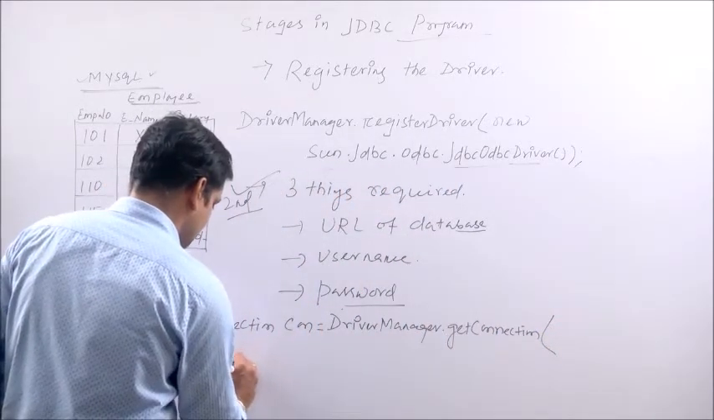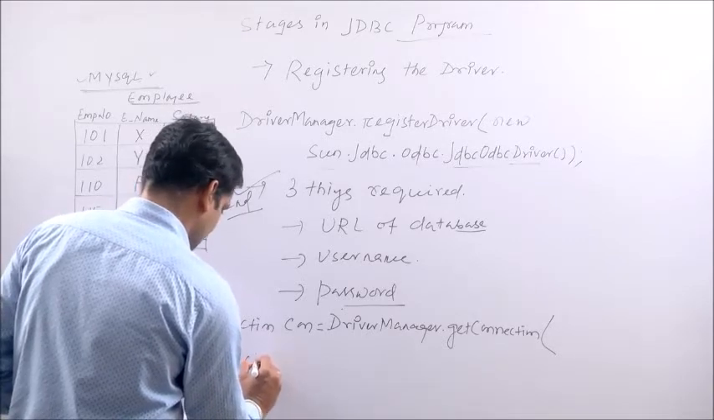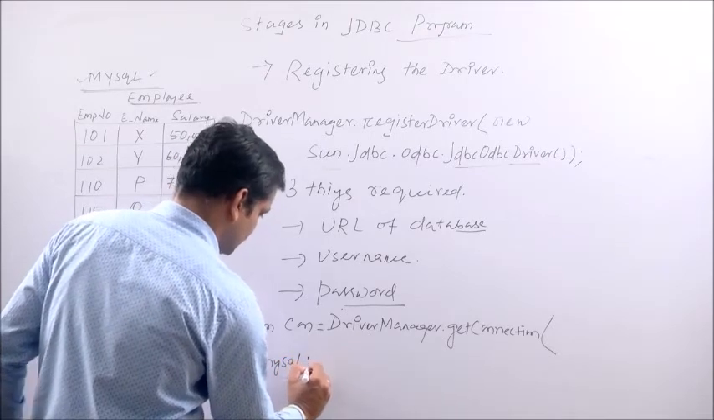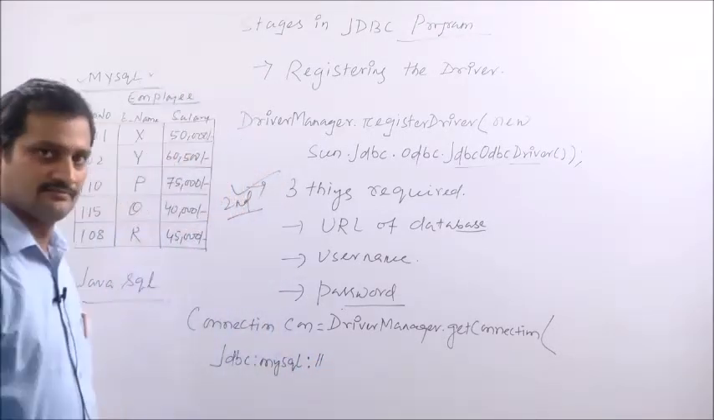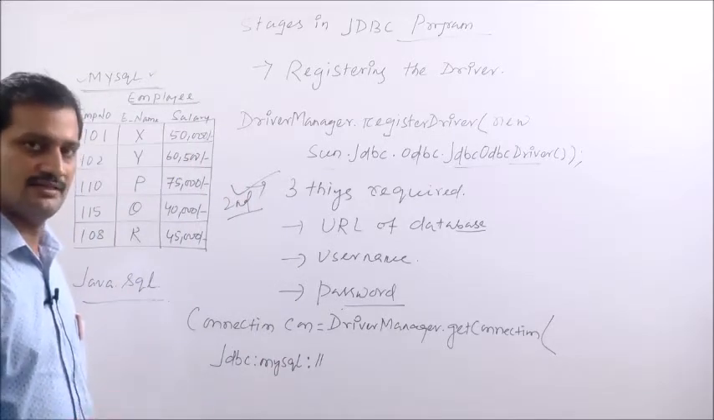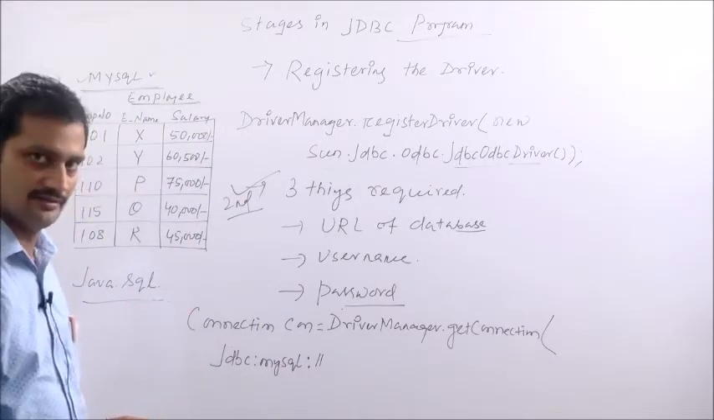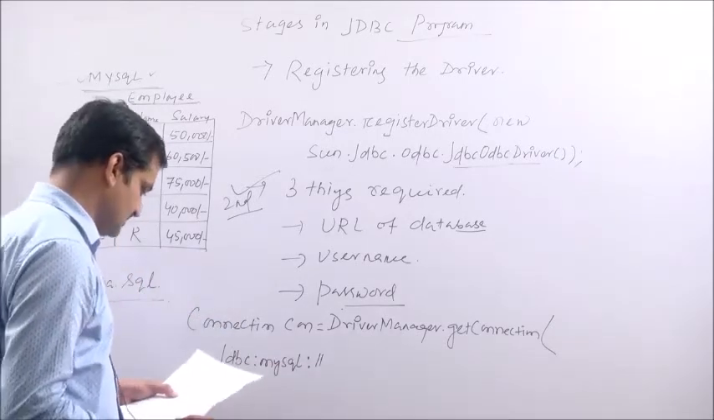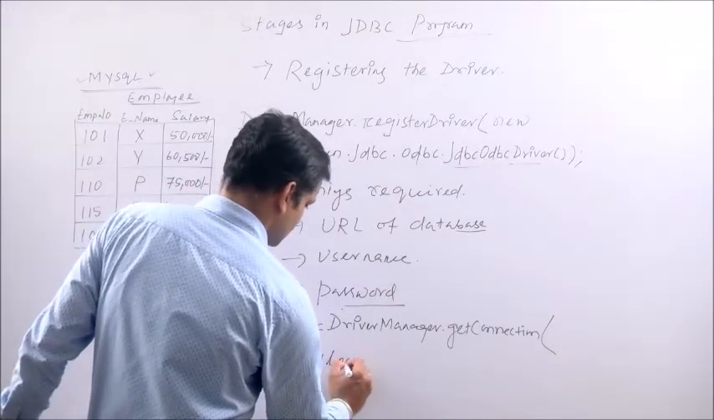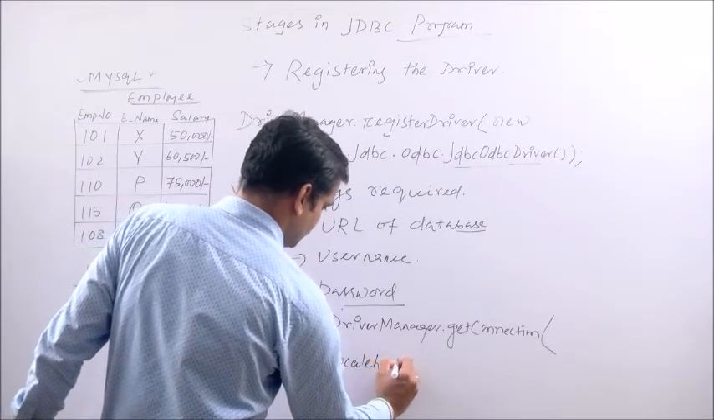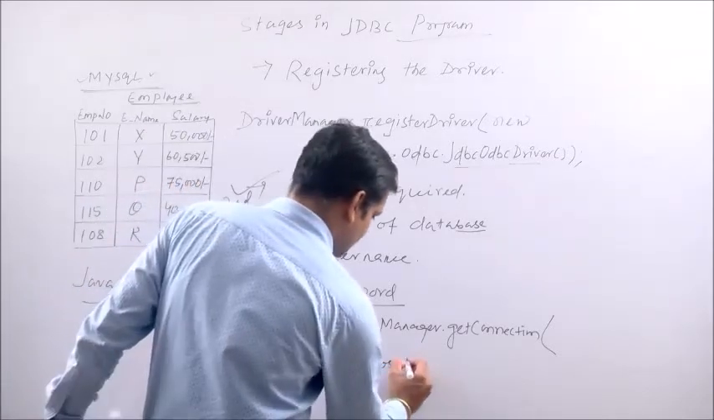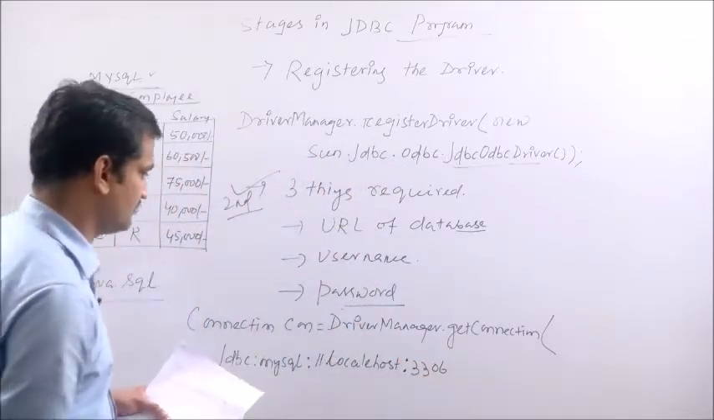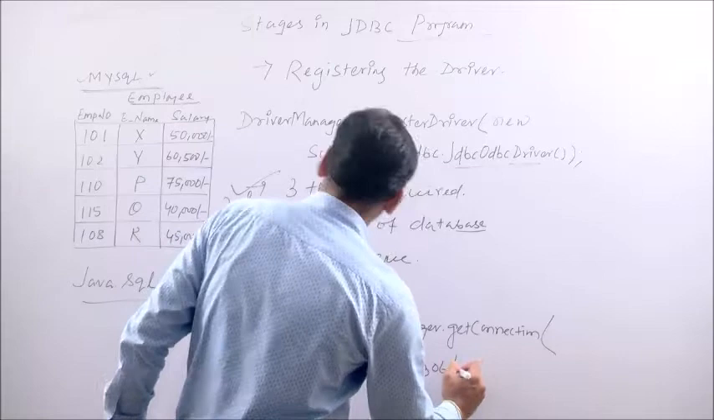Here the URL is JDBC. If you are using MySQL hosted on your local system, where you are developing the Java application, and you have installed MySQL there, then this will be the URL: jdbc:mysql://localhost. It is hosted here on localhost, and it listens to port number 3306. The MySQL database listens to port number 3306. Then test is the name of the database.